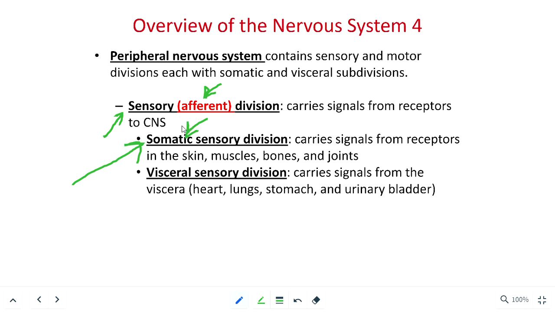And when we think of this visceral sensory division, let's look at this word visceral. As we think of visceral, I want you to think of organs. You could think back to the visceral serosa, the inner layer of a serous membrane that's pressed directly against the organ. The visceral sensory division is going to carry sensory information from the organs of the abdominal pelvic and the thoracic cavity, minus skin, muscle, bones, and joints.